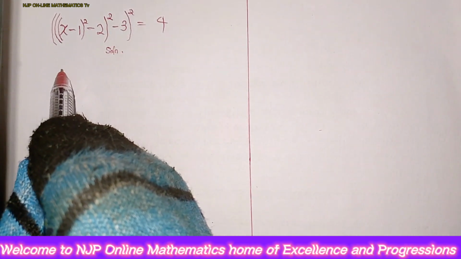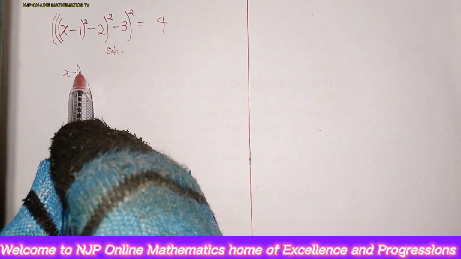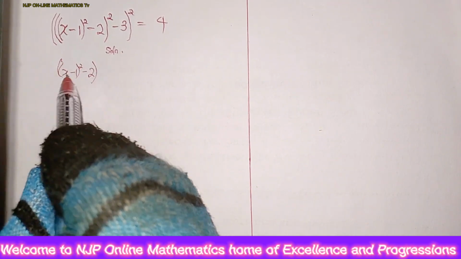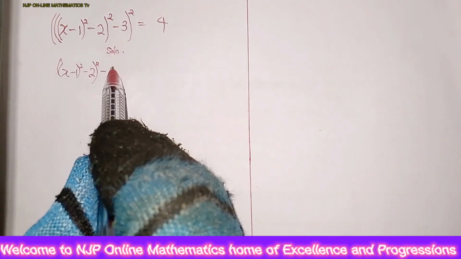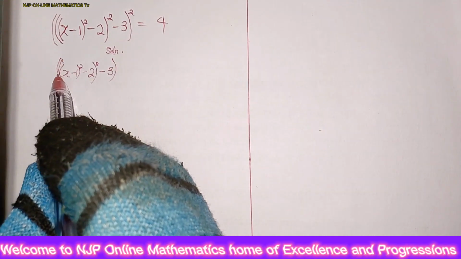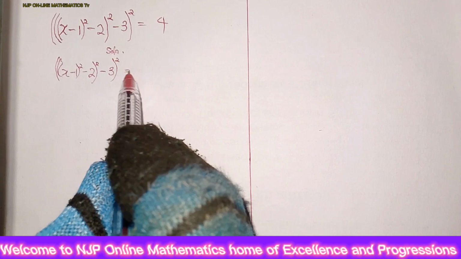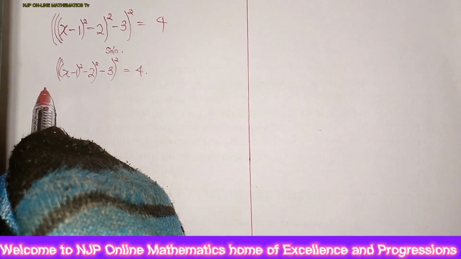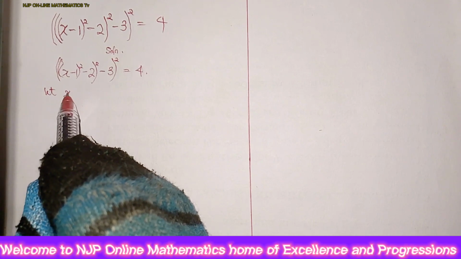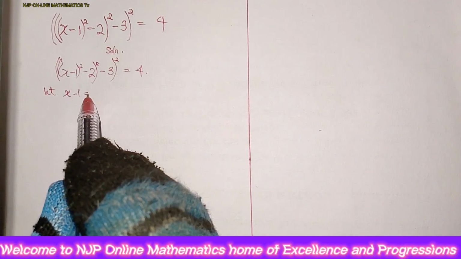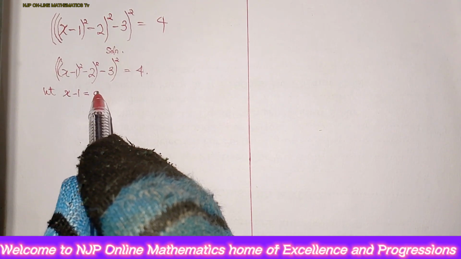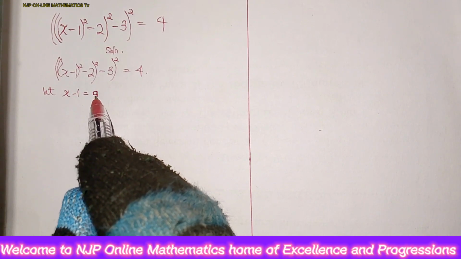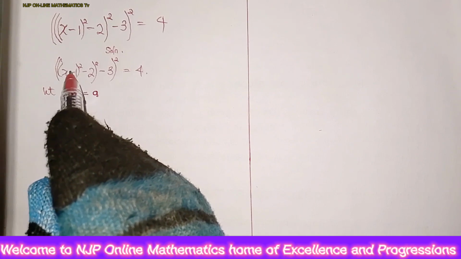We are given that x minus 1 all squared minus 2 all squared minus 3 all squared equals 4. So we have to let x minus 1 equals a. If we let x minus 1 equals a, then substitute it here.